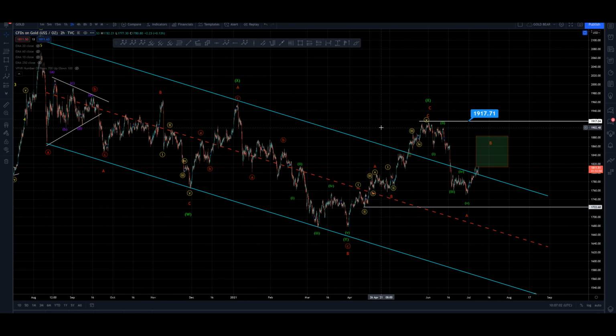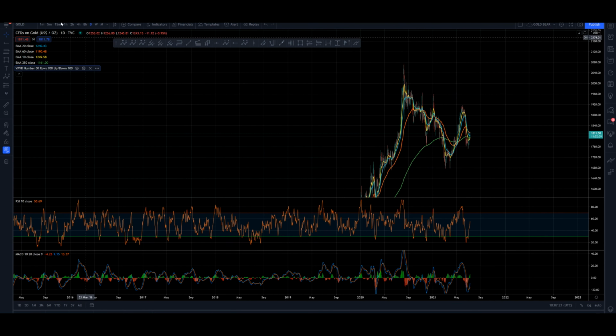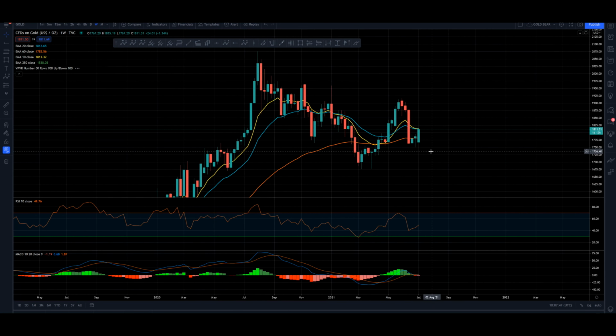Alright then, let's put away our Elliott wave hat for a moment. Bring up some indicators, and let's bring up our exponential moving averages on the 10, 20, 60 and 250 time frame. And we're moving out into the weekly, and we're just going to have a look at gold. So we have our RSI set to a 10 close, green 30 level is oversold, red 70 level is overbought. We have a MACD with a 10 for the short-term moving average in blue, and the 20 for the long-term moving average in orange.